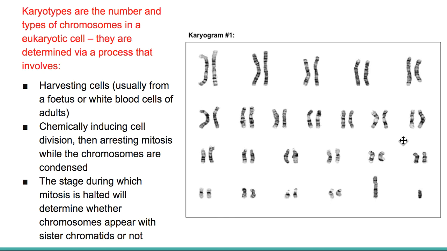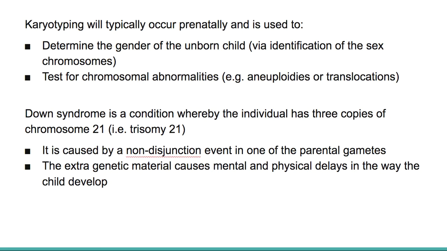And this is usually what a karyogram looks like. So here you can see that there's an X chromosome and a Y chromosome. So as I said before, Y is much shorter than X. You can see this is a karyogram of a male. Karyotyping will typically occur prenatally, and it's used to determine the gender of an unborn child, because you can identify the sex chromosomes, and it's also used to test for chromosomal abnormalities.